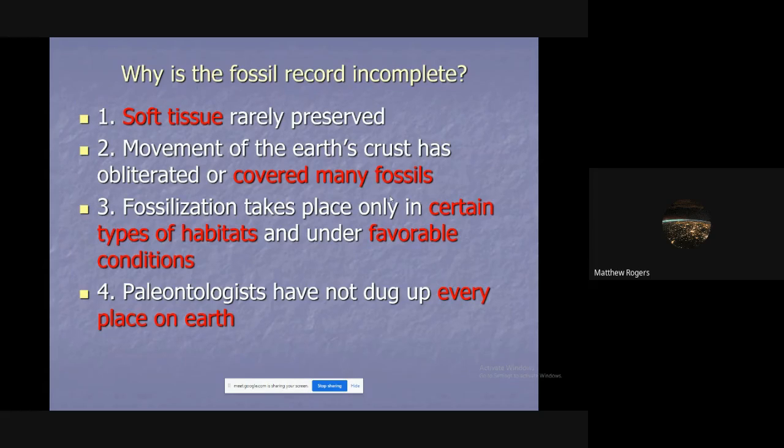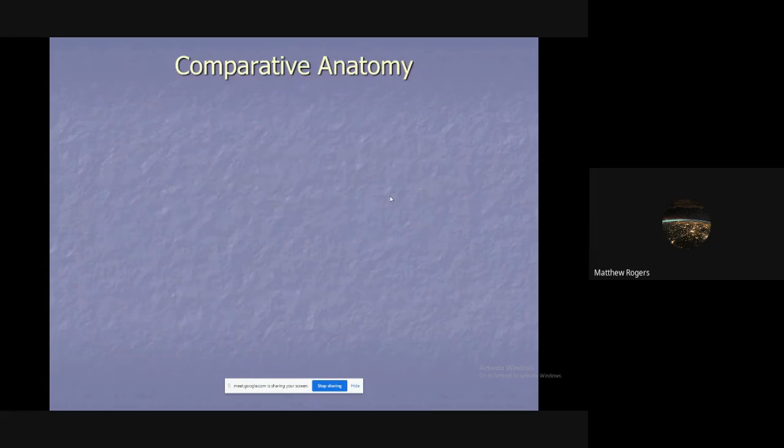And then finally, paleontologists have not dug up every place on Earth. That means we're missing fossils. There's places where fossils probably do exist, but we haven't dug there. And so we're missing some things. So the fossil record's not perfect. It's a starting point. Like anything else, you need something as a starting point.